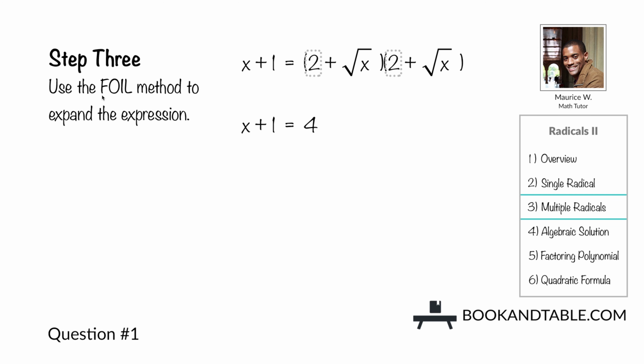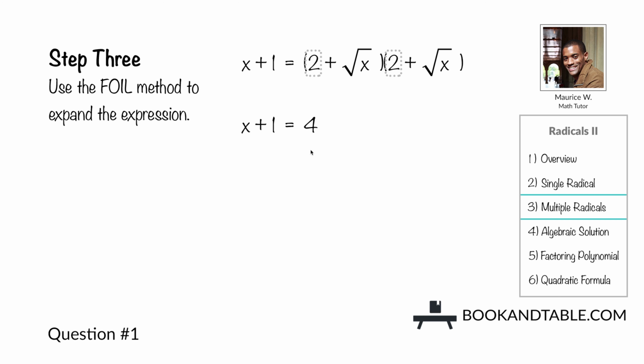FOIL stands for first, outside, inside, and last. First means you're multiplying the first term in each set of parentheses. Since we're squaring this, you have to multiply it by itself. So you take this term and multiply it by both terms of this binomial. So it's the first term in each set of parentheses, and then it'll be the outside, so that term times this term. The I is inside, so you go to your second term now and multiply it by this term, so it's the inside terms. And then last means you take this term again and multiply by this term.